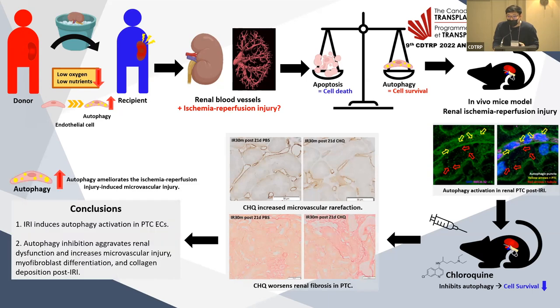In conclusion, ischemia-reperfusion injury induces autophagy activation in peritubular capillary endothelial cells, and autophagy inhibition increases microvascular injury and worsens renal fibrosis post-ischemia-reperfusion injury. I believe that our study could help define a novel strategy to protect the blood vessels during the kidney transplant. Thank you for listening.